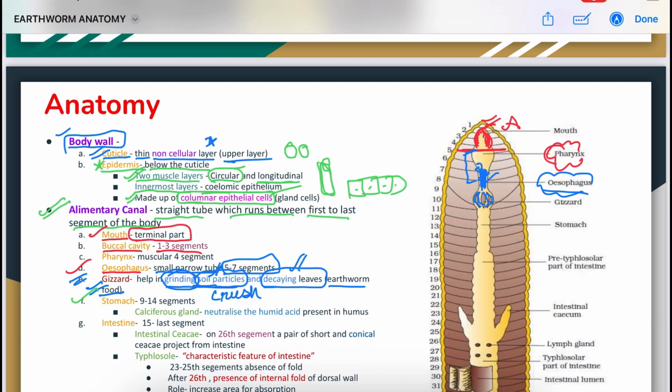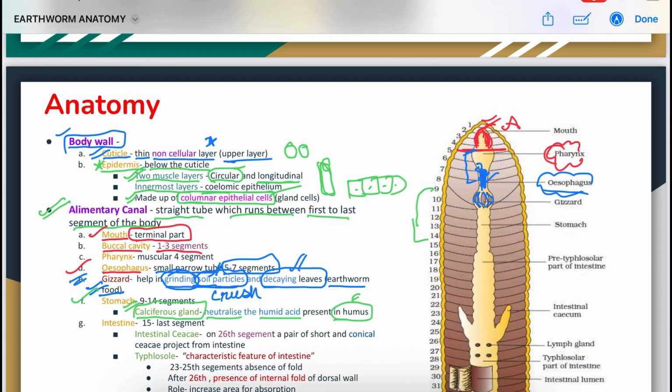The next part is the stomach. The stomach is from segment 9 to 14. The stomach contains the calciferous gland. What is the role of the calciferous gland? It neutralizes the humic acid present in the humus.